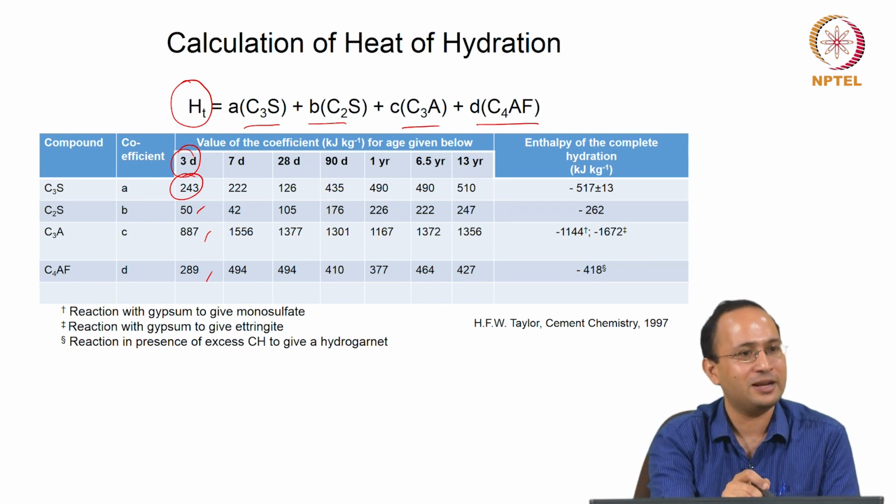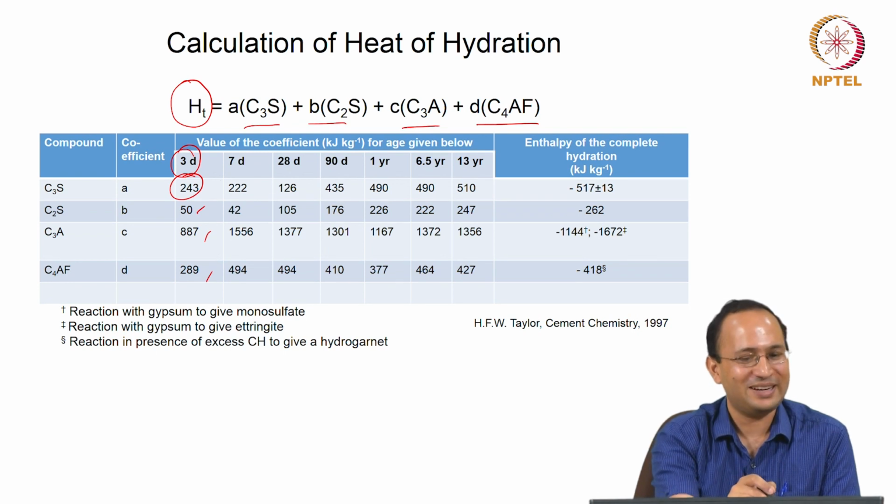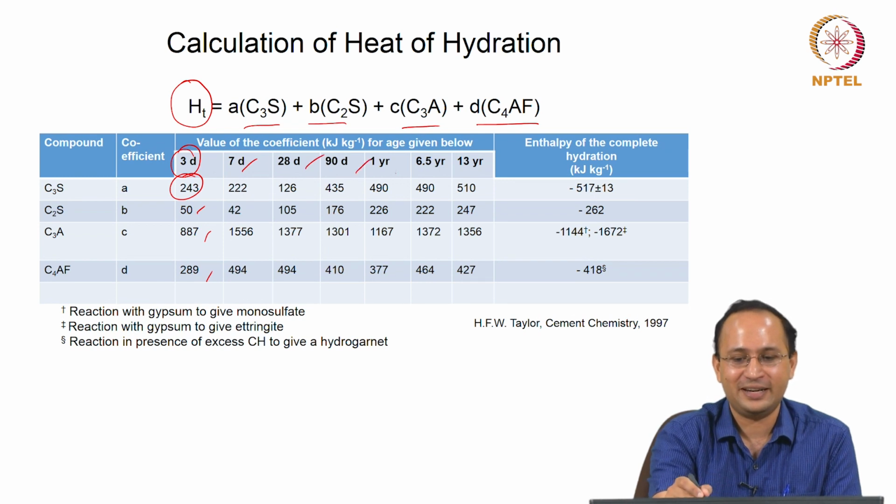Obviously these coefficients will not be same, right. So you see the coefficient changing, 7 day different, 28 day, 90 day, 1 year.